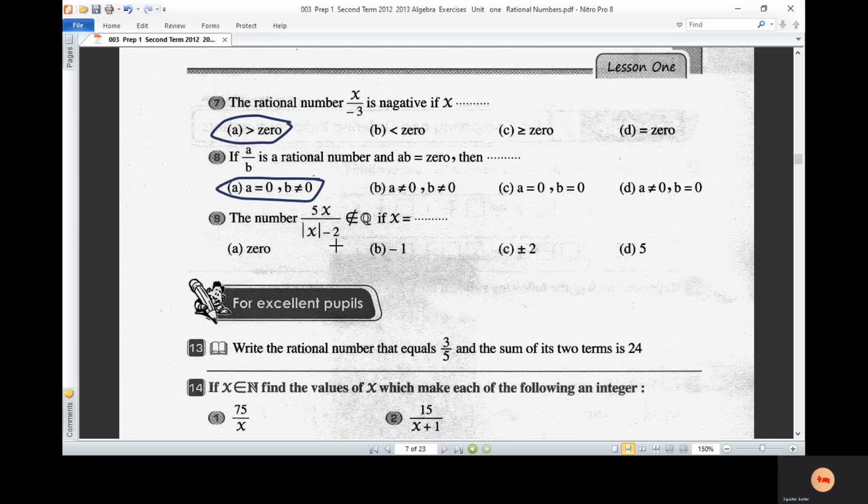So absolute value of x minus 2 equals zero to be not a rational number. So absolute value of x equals 2. So x will be positive or negative 2.